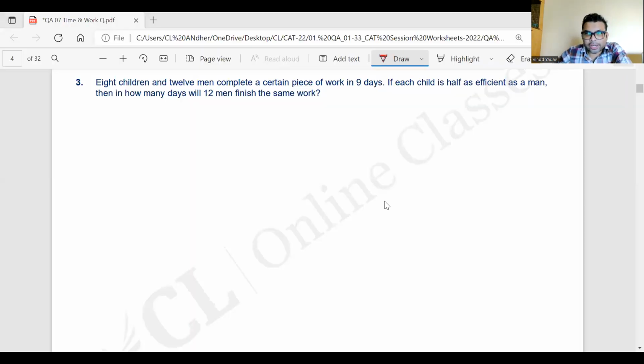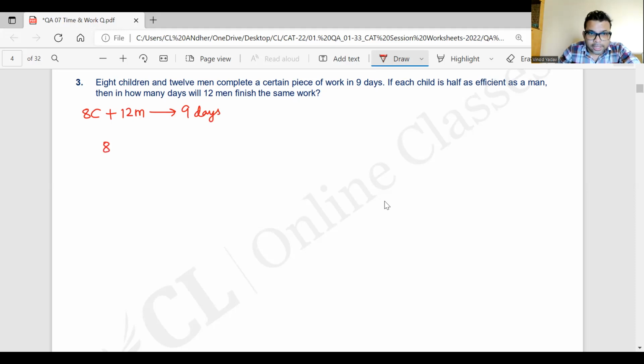Okay, friends, next variety. 8 children and 12 men can complete a work in 9 days. So 8 children. Now this C, understand, huh? What does this variable C represent? I am taking C as the amount of work done by a child per day. I repeat, amount of work done by a child per day. In short, child's efficiency. I hope you understand the language now. And 12 men. So I'm taking M as the efficiency of men, the amount of work done by every man per day. When this group works together, they take 9 days.